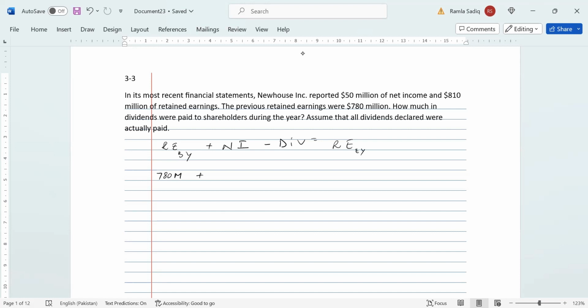Our net income is 50 million, so we're going to add 50 million into that. We don't know what our dividends were, so we're going to flip that over to the other side. Retained earnings at the end of this year are 810 million. Taking dividends to the other side and bringing this retained earnings on this side, we get 780 million plus 50 million minus 810 million will equal the amount of dividends that we've paid. Once we plug that into a calculator, we will get 20 million as our dividends.